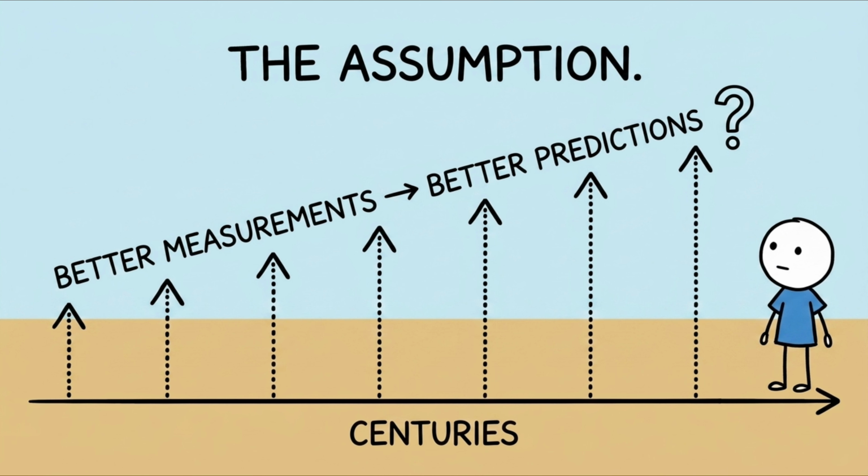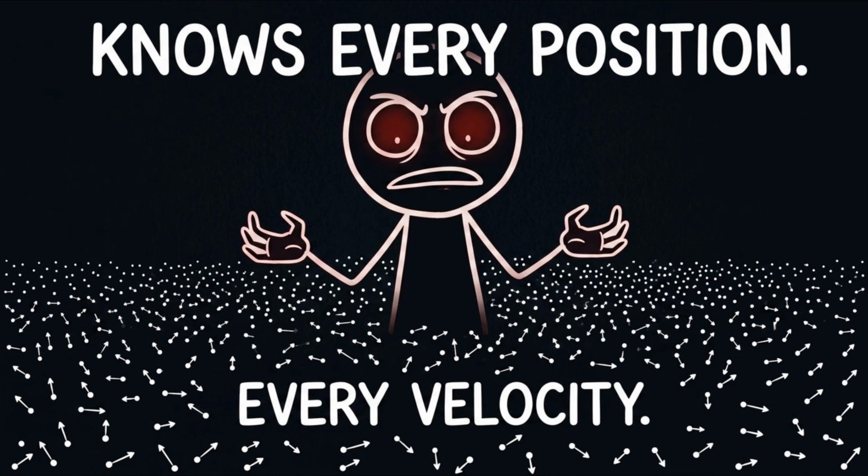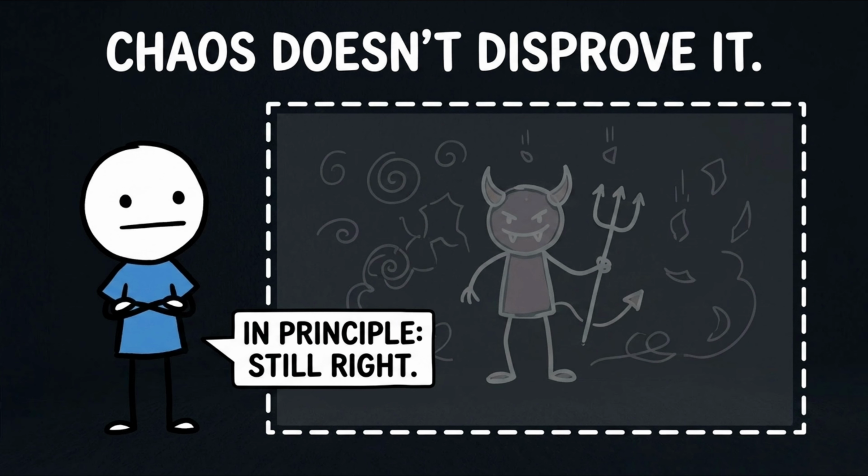There's a philosophical consequence to this. For centuries, scientists assumed that better measurements would eventually give us better predictions, indefinitely. Laplace, a French mathematician in the early 1800s, imagined a demon that knew the exact position and velocity of every particle in the universe. For that demon, the entire future would be calculable. Nothing would be uncertain. Chaos theory doesn't exactly disprove that picture.